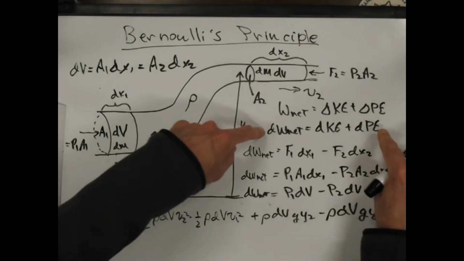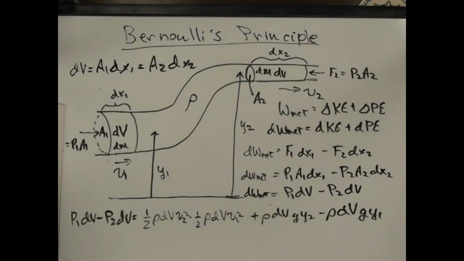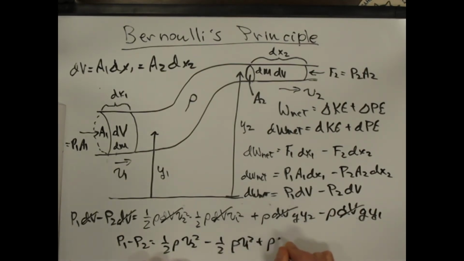And so now I've taken my work kinetic energy theorem and I've applied it to my fluids. The first thing I want you to notice is that every term has a dV in it, and so I can cancel all of these dVs. And what I get is P1 minus P2 is 1/2 rho V2 squared minus 1/2 rho V1 squared plus rho g Y2 minus rho g Y1. This is now my work kinetic energy theorem for a fluid.